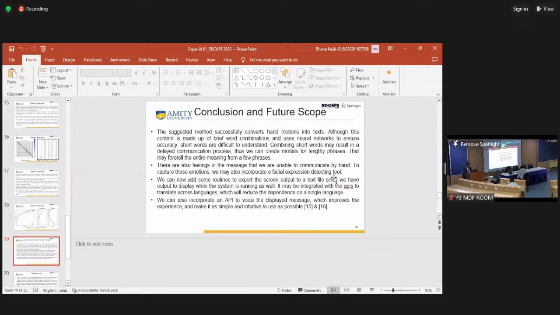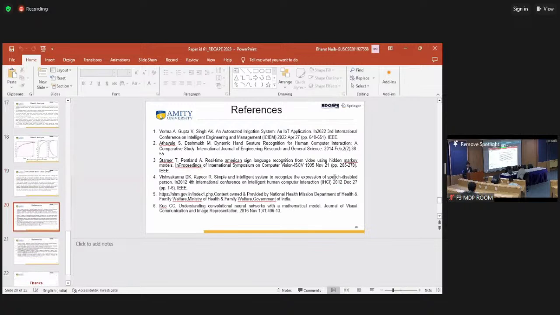These are some of the conclusions. Our method successfully helps in converting hand motions into text, which can be easily conveyed, and which helps deaf and dumb people in conveying their messages. So these are some of the references that we have.